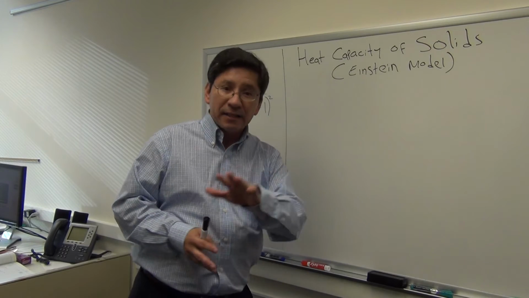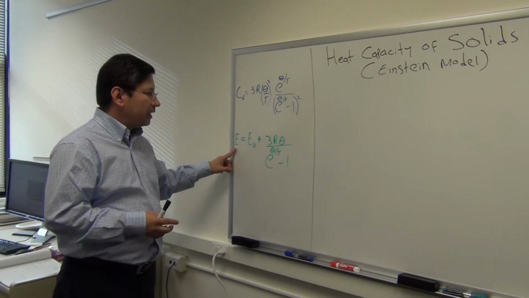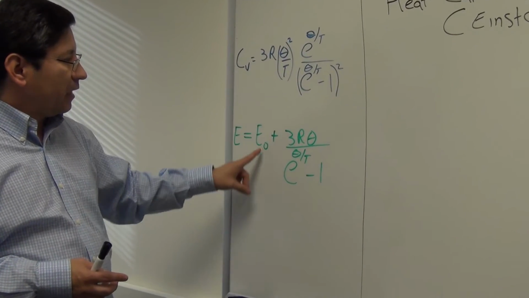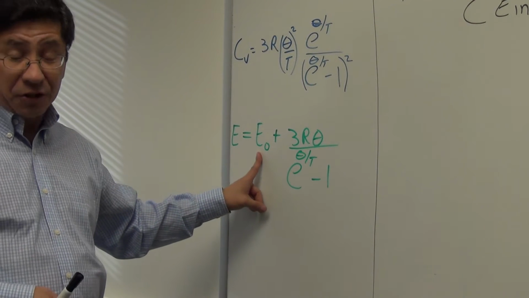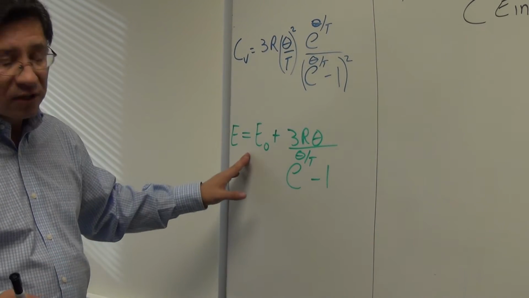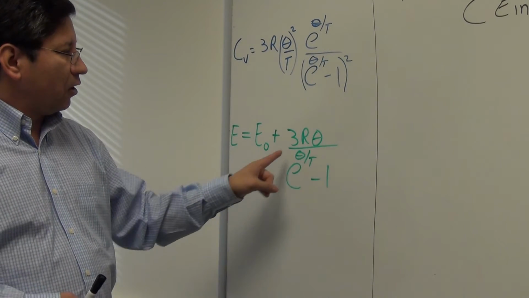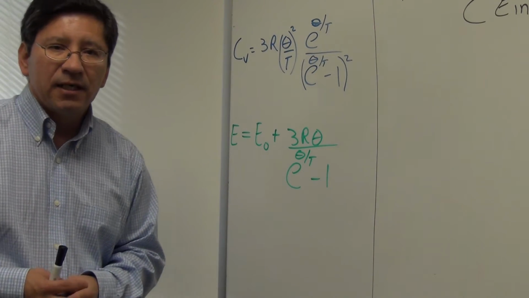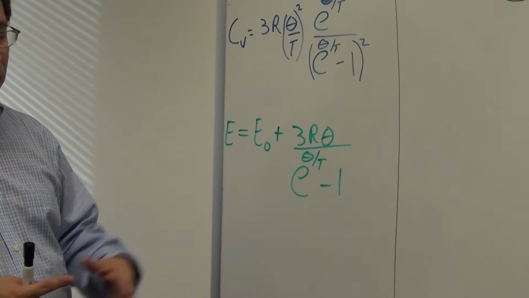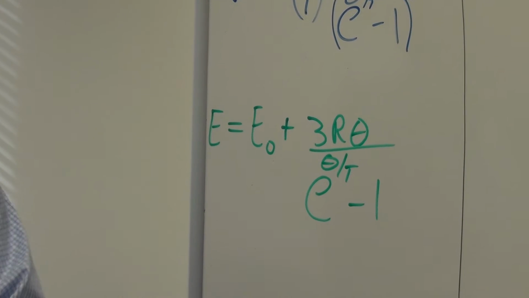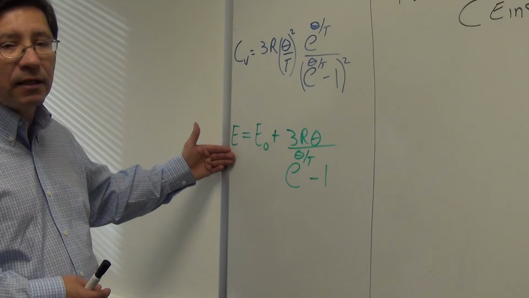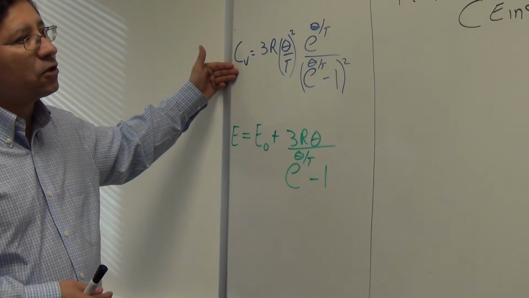In this model, and in a different video, we showed that the internal energy of the system is given by this. The internal energy is going to be the internal energy at 0 Kelvin, or the ground state energy, E sub 0, which is a constant, plus 3R theta over e to the theta over T minus 1, where theta, as was discussed in the different video I mentioned, is known as the Einstein characteristic temperature of the solid, right? So now that we have access to this internal energy, can we obtain the heat capacity at constant volume?